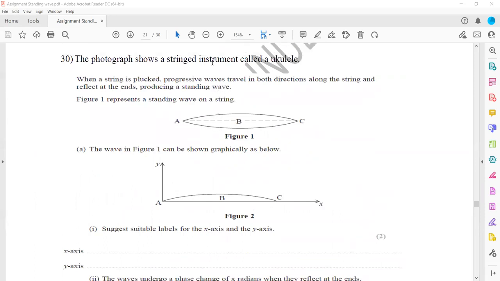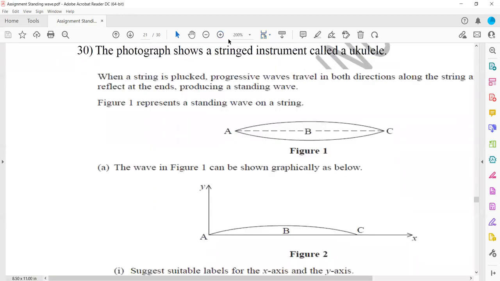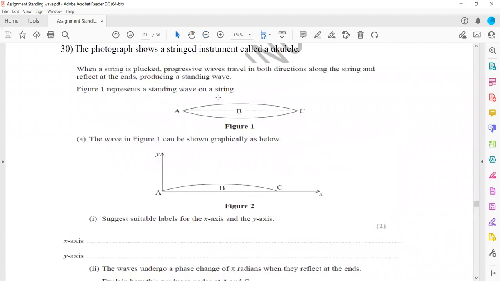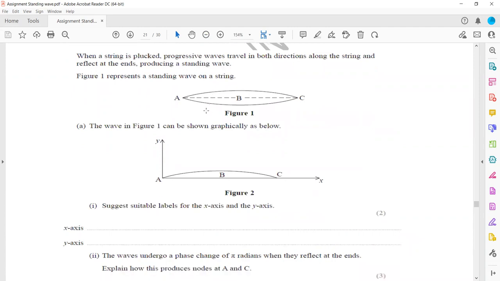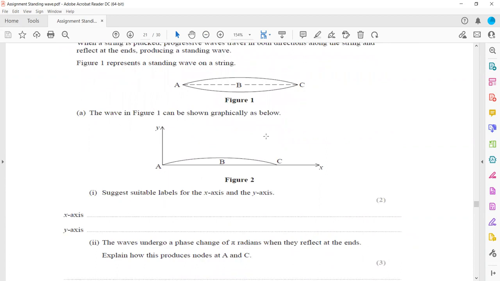Question 13. The photograph shows a string instrument. When a string is plucked, progressive waves travel in both directions along the string, are reflected at the end, and produce a standing wave. Figure 1.1 represents the standing wave on a string. It can be shown graphically. This is a graphical representation. Suggest a suitable label for the x and y axes.